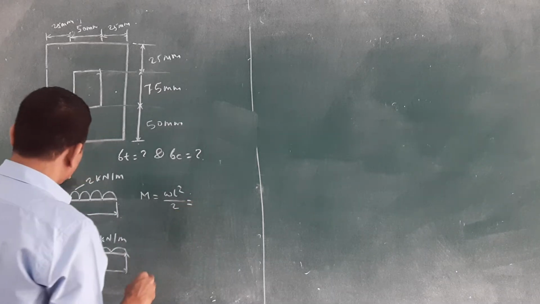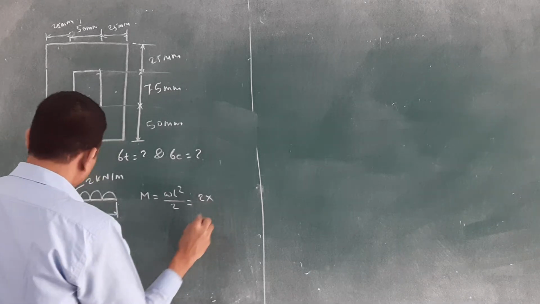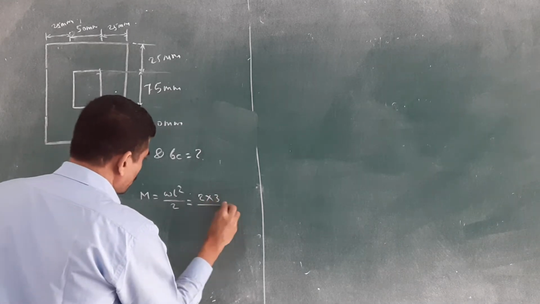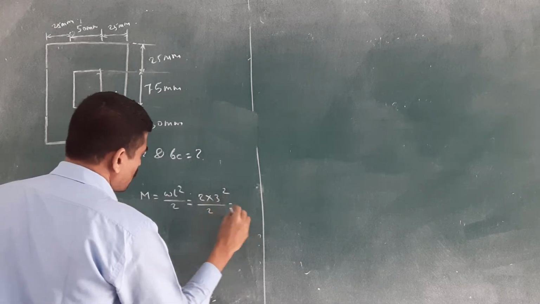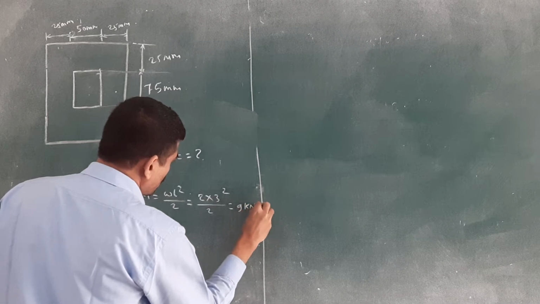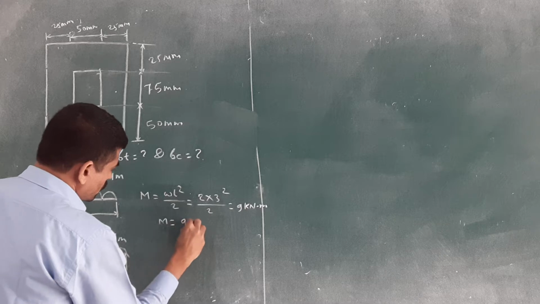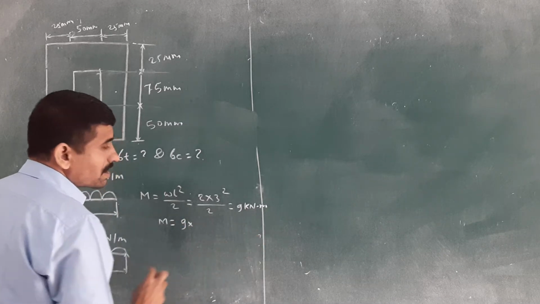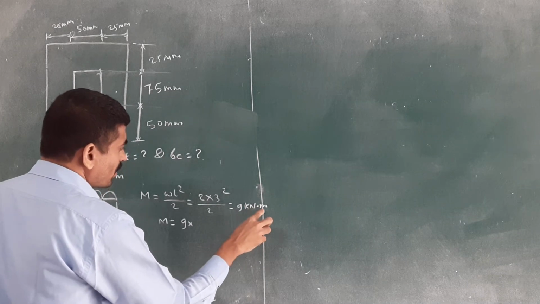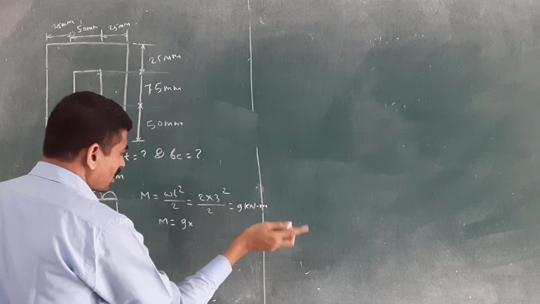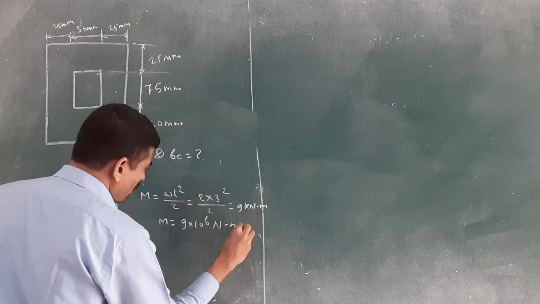What is W? W is given as 2 kilonewton per meter, and the span is 3 meters. So 2 into 3 square divided by 2 gives 9 kilonewton meter. You can convert this into Newton mm. Kilo means 10 raised to 3, and 1 meter is 1000 mm, which again gives 10 raised to 3. In total, 9 into 10 raised to 6 Newton mm.